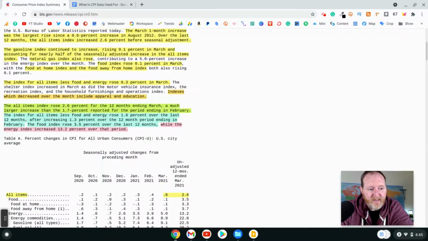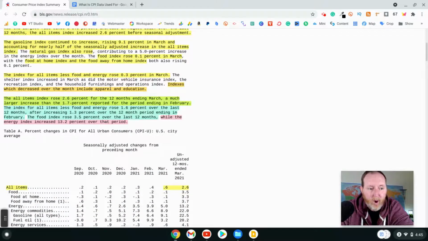It goes on to say that the index for all items, less food and energy, rose 0.3% in March. Indexes which decreased over the month included apparel and education. The all items index rose 2.6% for the 12 months ended March, a much larger increase than the 1.7% reported for the period ending in February. So in February, it was 1.7%. In March, it was 2.6%.